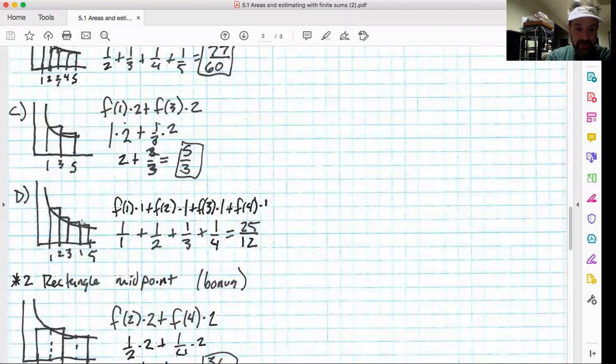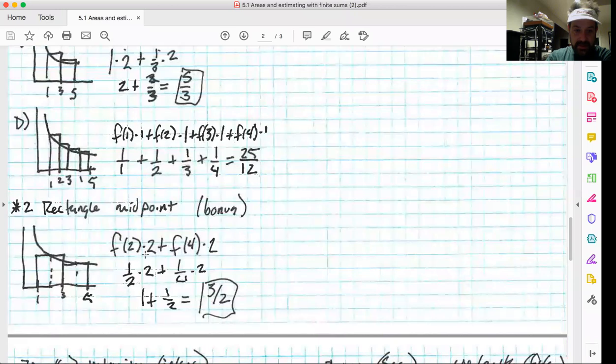So f of 1, that's this right here, times the width 1. F of 2 times 1 the width. F of 3 times 1 that's width. And f of 4. That should be a 4, not a 1 right there. Applying the function, 1 over 1, 1 over 2, 1 over 3, 1 over 4 times the width of 1, add these up, 25/12.